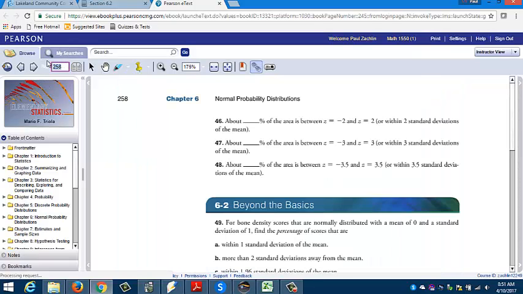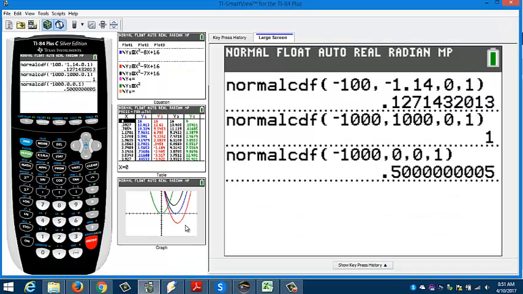Now here's the start of the homework. Oh no, there it is, 46. About blank percent of the area is between z equal. Well, now you could do this problem, right? What would I type in if I want to find out what percent of the area is between -2 and +2? Well, we're going to go here. Let's use the calculator. It's a lot easier, right?